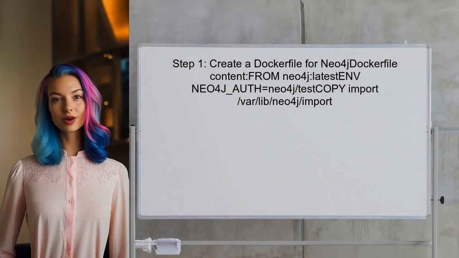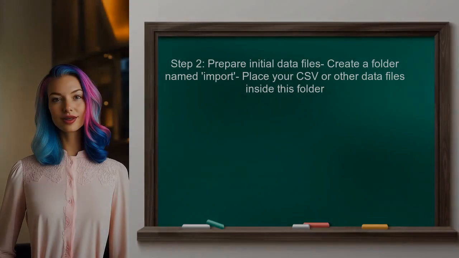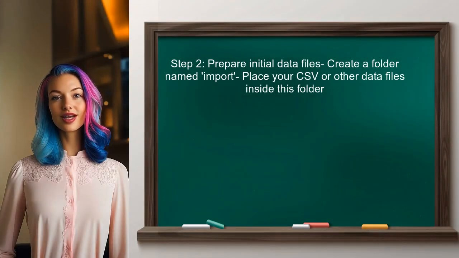To begin, the user needs to create a Dockerfile for the Neo4j image. This file will define the base image and any initial configurations needed. Next, the user should prepare the initial data files. These files will be placed in a folder named import within the project directory.